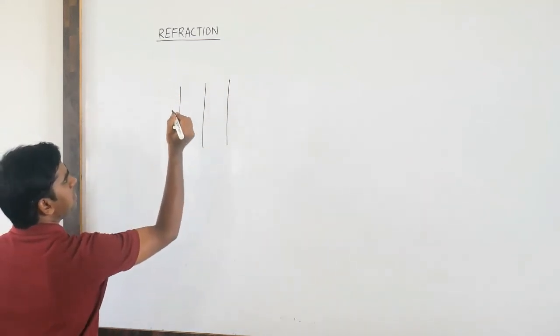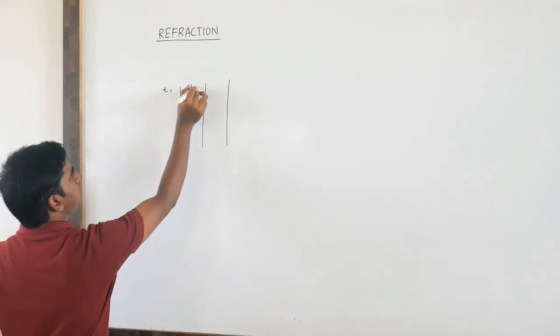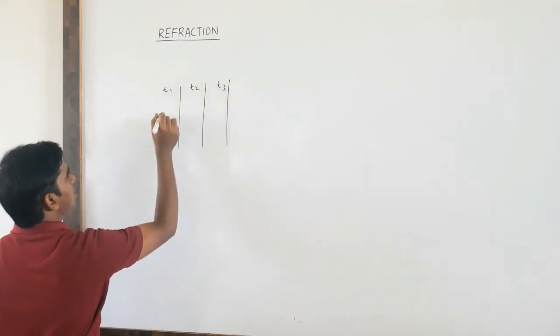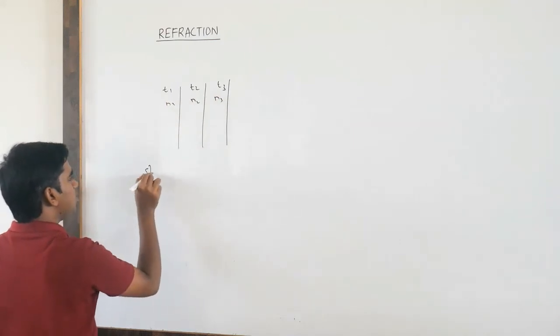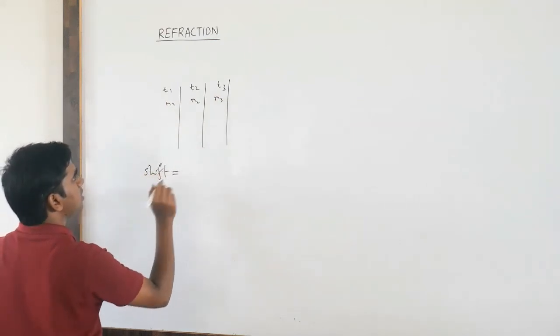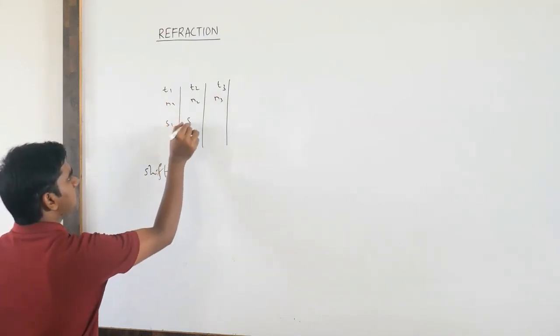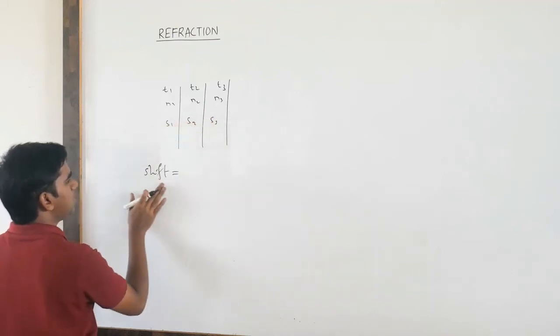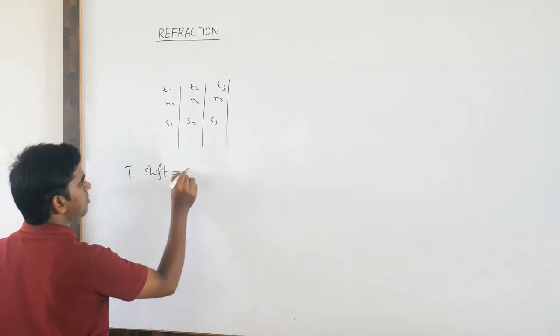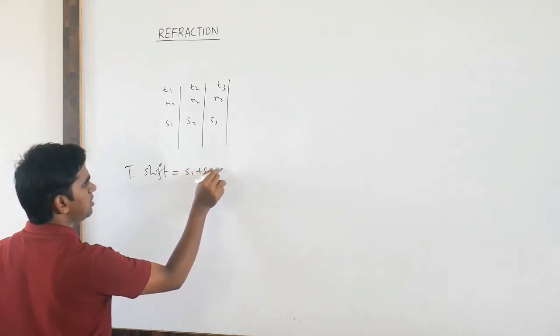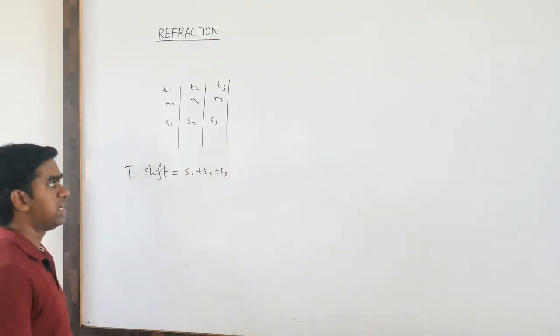So what we got is slabs of thickness T1, T2, T3 and refractive indices, say, N1, N2, N3. So what shift we got? Suppose the individual shifts are S1, S2, S3. The total shift is what? The sum of the individual shifts: S1 plus S2 plus S3. That is the total shift.